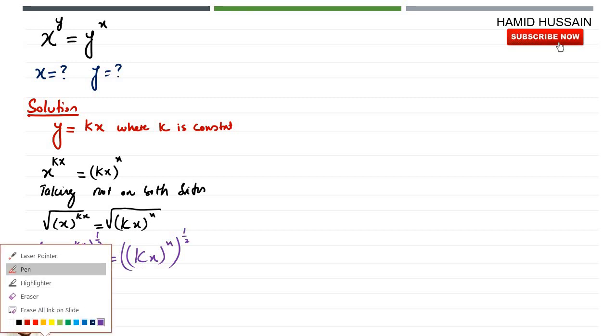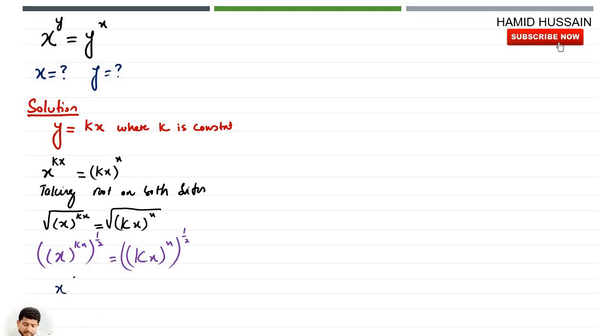And as we know that power multiplies with power, so it's going to be x to the power kx divided by 2 equals (kx) to the power x upon 2. And now taking power 2 upon x on both sides, we're going to have (x to the power kx divided by 2) to the power 2 upon x equals ((kx) to the power x upon 2) to the power 2 upon x.